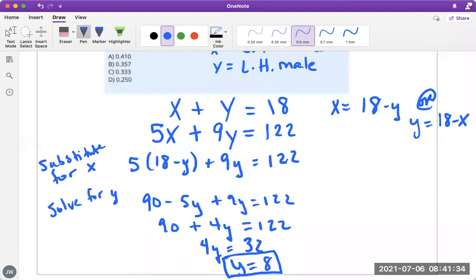All righty, so I solved using substitution, and I changed my first equation, right? Because it's already singular units. So I either can use X is equal to 18 minus Y, or Y is equal to 18 minus X. Your choice. I chose to use X and substitute it in. So I substituted for X, solved. And when you solve for Y, you end up with Y equals 8.